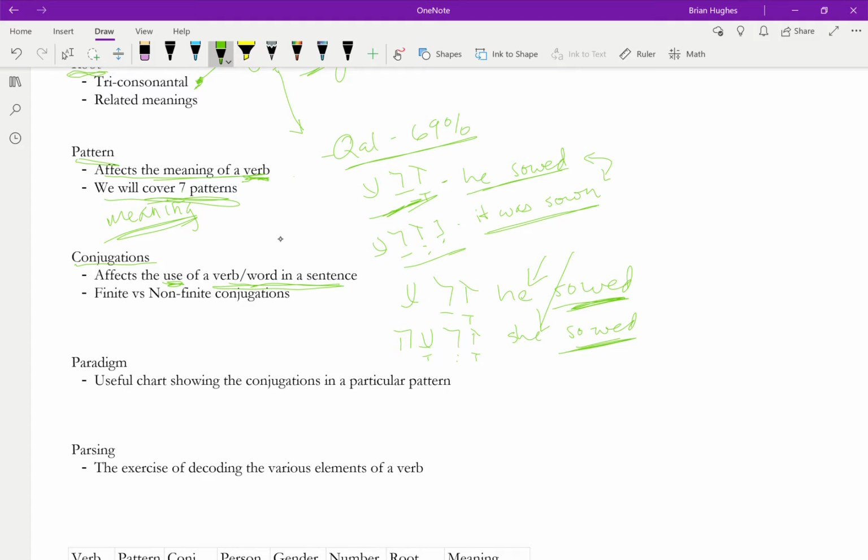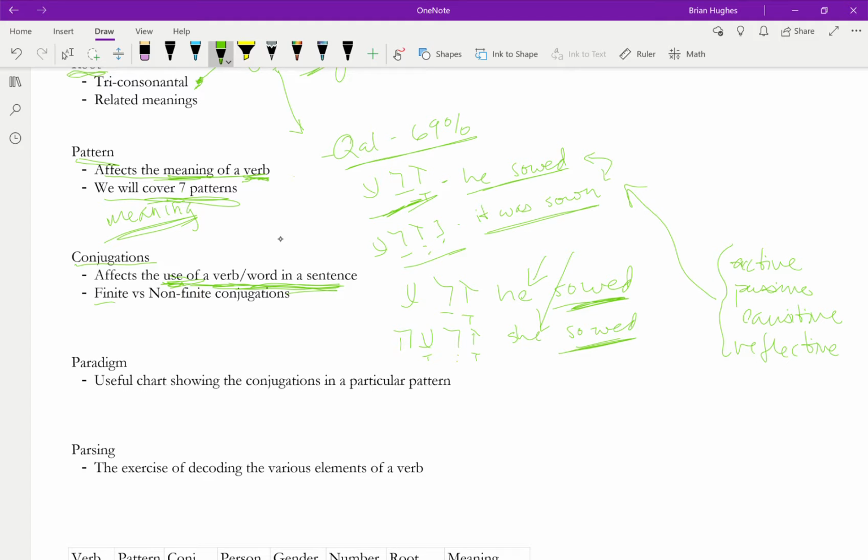Which is, did he do it or did she do it? So this affects the use of a verb or a word in the sentence. So patterns are going to change the meaning, either from active or passive or causative, so he caused to sow, or reflexive, he sowed himself. Doesn't make sense with that word, but these are changes in meaning, whereas conjugations are going to change the use of a word in a sentence, just who's doing the action.